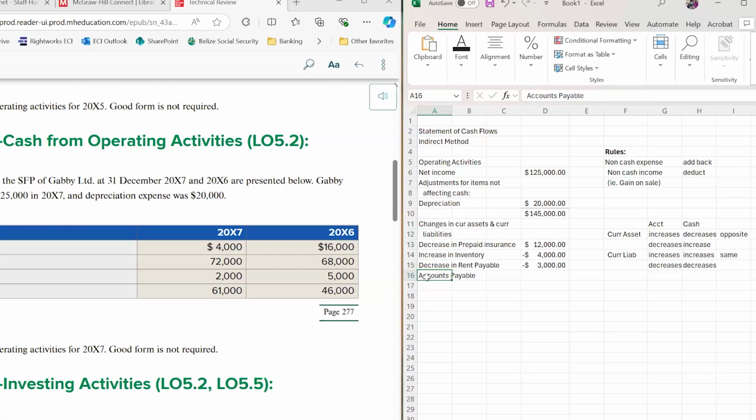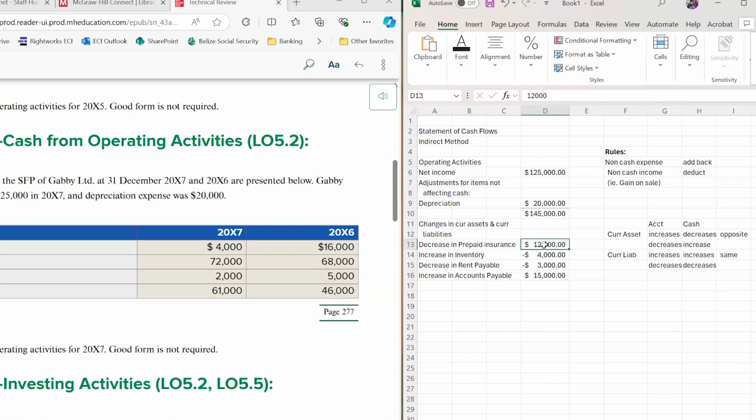Then in AP, what happened? Well, we had an increase in accounts payable. Again, if that went up, that means cash went up. We paid vendors less, so we have more cash on hand. And you can do it as a formula in here too. 61,000 minus 46,000. And there we go, 15,000.